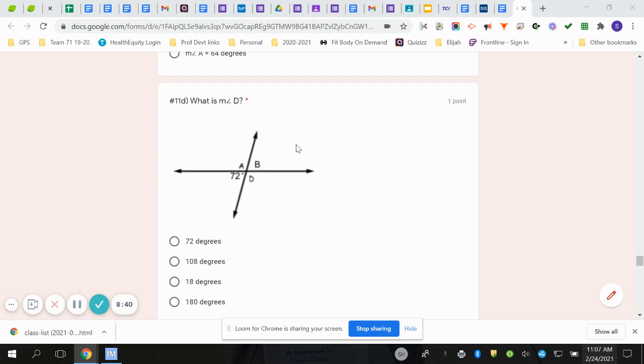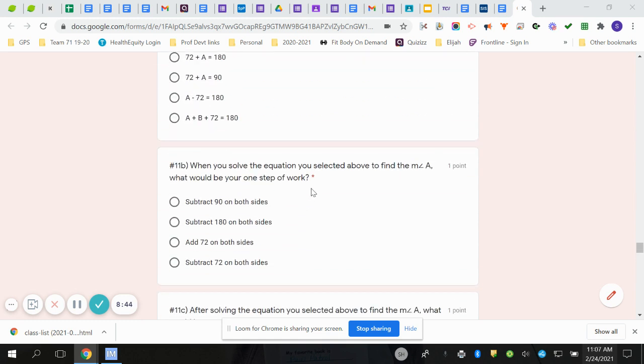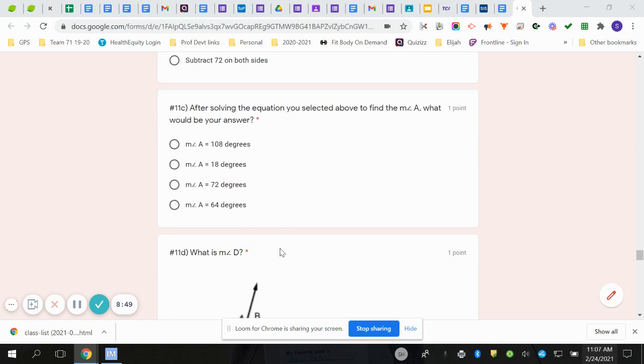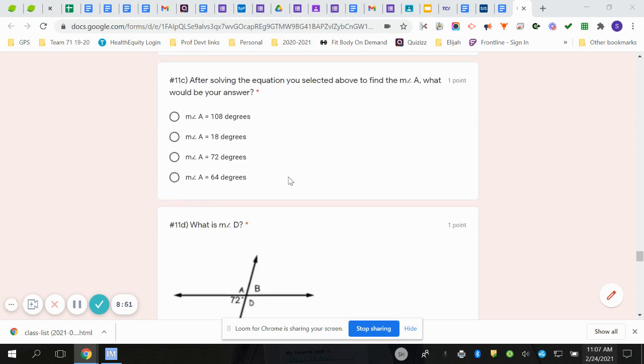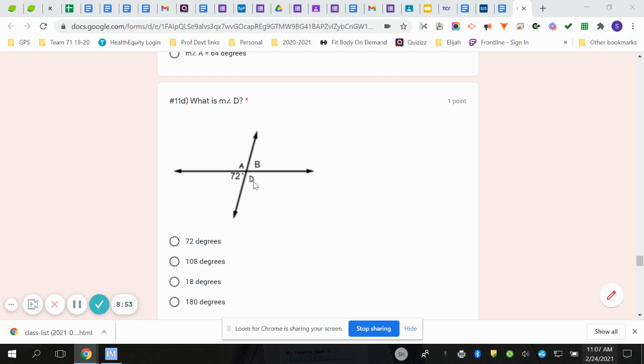All right, 11D. What is angle D then? So if you got the correct equation here, and then you told me my one step, you got me my answer, you should be able to tell me what D is. If you solve for A, you should be able to tell me what D is.